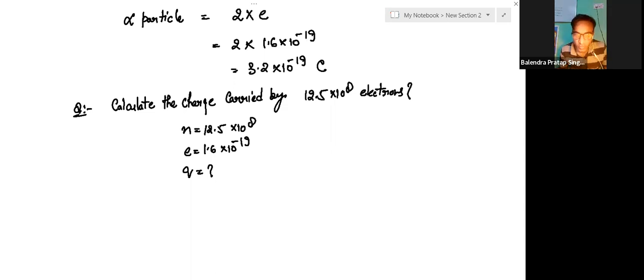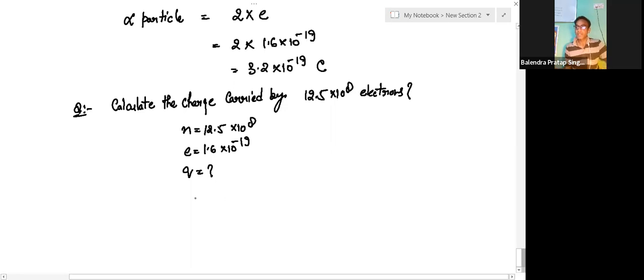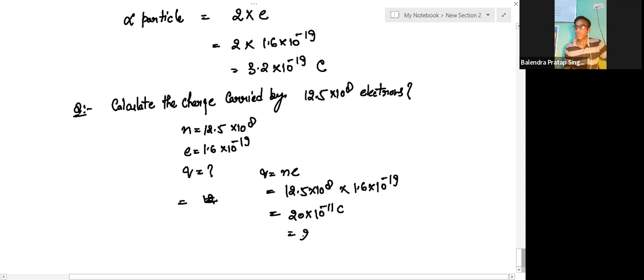Okay, you messaged 2 into 10 raised to the power minus 10. So here Q is equal to N into E. The value of N is 12.5 into 10 raised to the power 8, and the value of E is 1.6 into 10 raised to the power minus 19. If you multiply, you will get 20 into 10 raised to the power minus 11 coulomb, and that is 2 into 10 raised to the power minus 10 coulomb. Okay, so this is your answer.